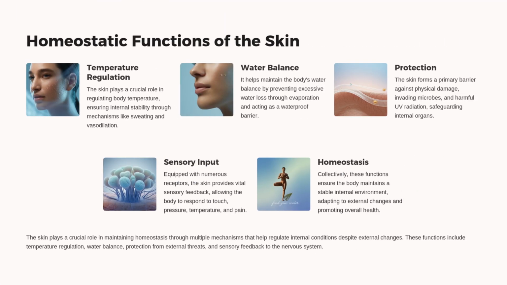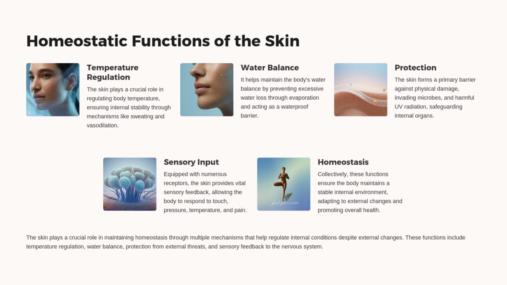Homeostatic functions of the skin. Temperature regulation. The skin plays a crucial role in regulating body temperature, ensuring internal stability through mechanisms like sweating and vasodilation. Water balance. It helps maintain the body's water balance by preventing excessive water loss through evaporation and acting as a waterproof barrier. Protection. The skin forms a primary barrier against physical damage, invading microbes, and harmful UV radiation, safeguarding internal organs.